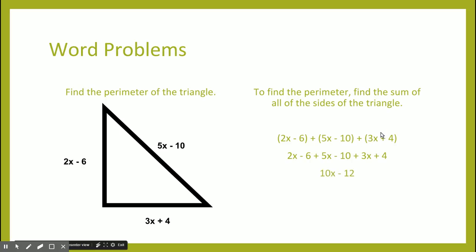But again, we just combine all the like terms, and eventually it just goes, okay, 2x plus 5x plus 3x is 10x, and negative 6 plus negative 10 plus 4 will give us a negative 12. So although that seems like a really weird answer, your final answer is still an expression. Okay, so the perimeter of the triangle would be 10x minus 12. So it seems weird, and it seems confusing, but it's actually very simple.